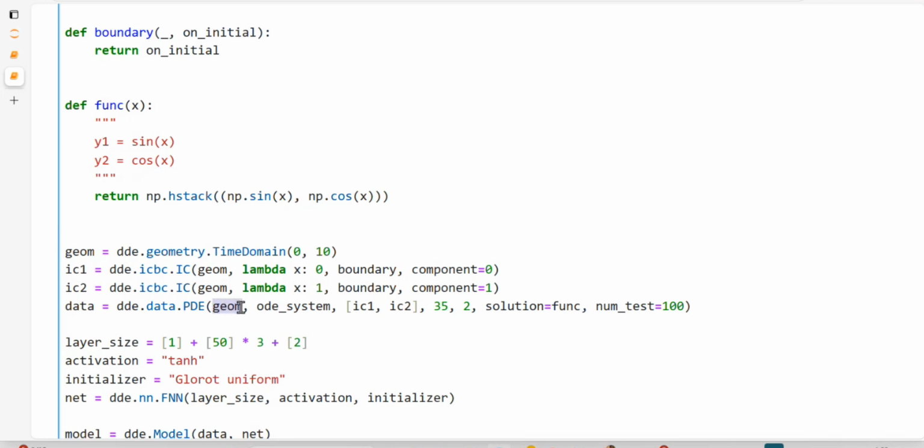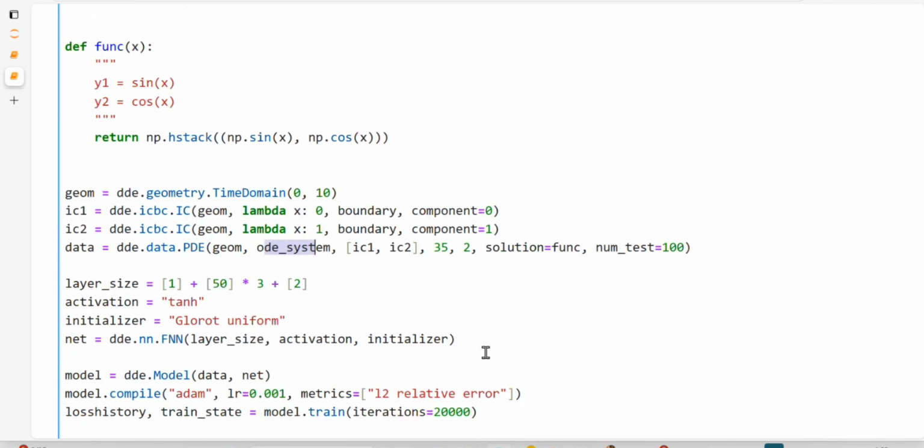Here we have geometry, ODE system, initial condition 1, initial condition 2. Then we have solution. Then we have 100 test points, so on. Okay.